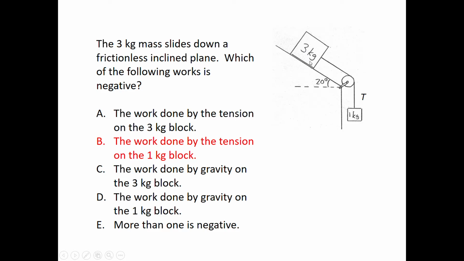Work done by gravity on the 3 kilogram block. The gravitational force is along this direction, straight down, and the displacement is in that direction, and so the gravitational force would have a positive component along the displacement there, so C would be positive work. D, also positive work. The 1 kilogram block is going down and its weight force is going down, so the weight force has a positive component along the direction of the displacement of the 1 kilogram block, and therefore B is the only one that specifies a negative work.